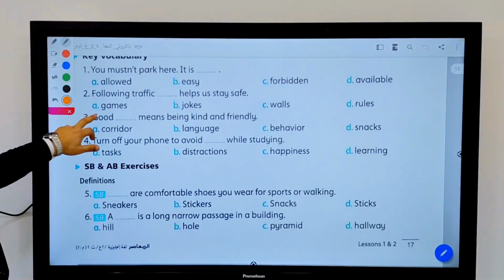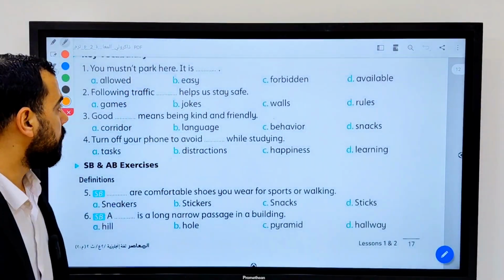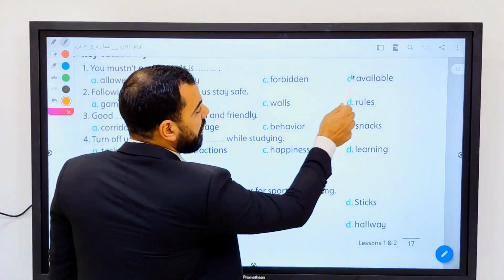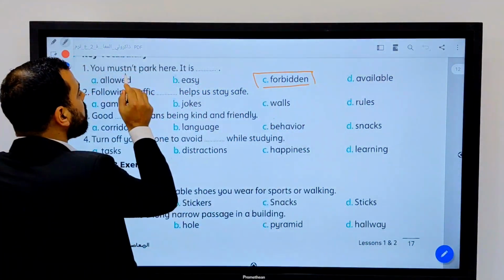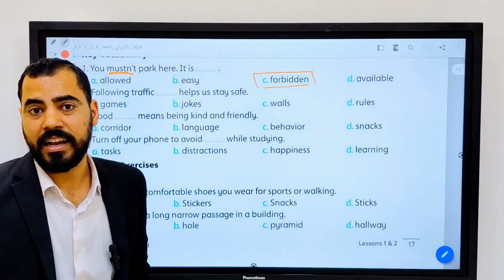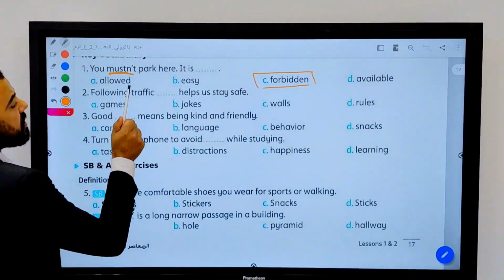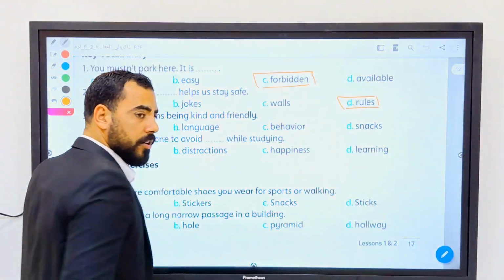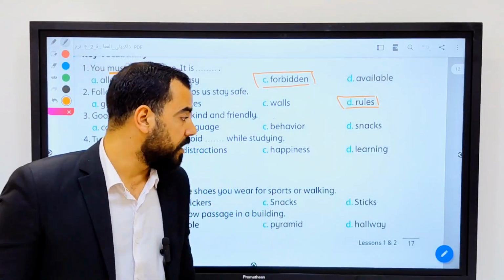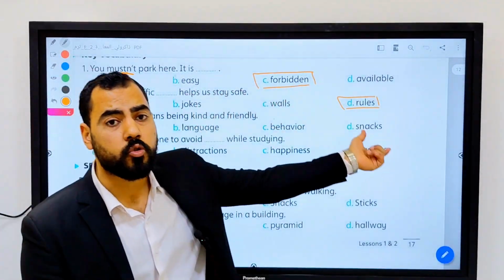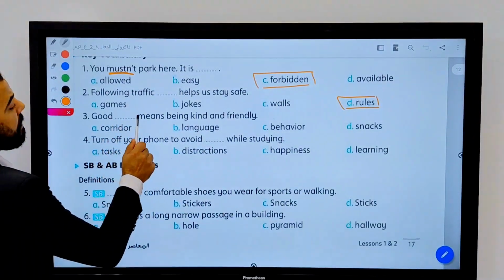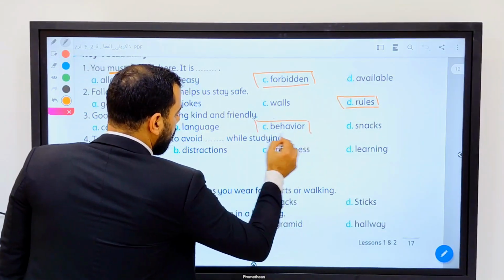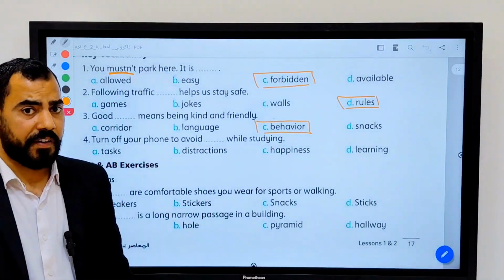Key vocabulary. Number one, you mustn't park here. You mustn't. You can't do that. So is it allowed, easy, forbidden, or available? It's forbidden because you can't do it. Following traffic rules helps us stay safe. Following traffic rules, like waiting for the green light and so on, these are called traffic rules. Good behavior means being kind and friendly.